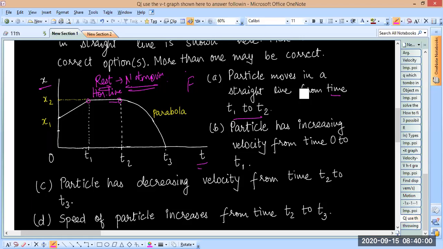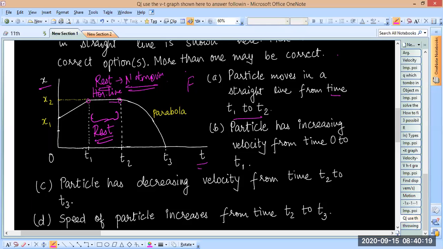Particle is moving in a straight line, that is true, but not here. Here the particle is at rest. So here it is not moving. At other places it might be moving in a straight line.